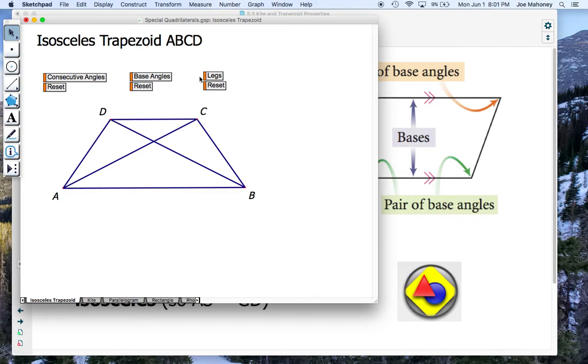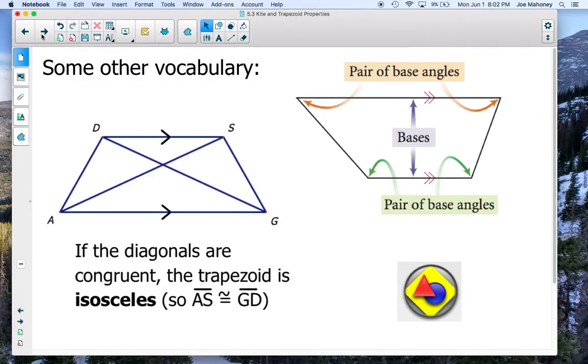And one last one, check out the legs. So the legs are sides AD and BC. Here's side AD, it goes over to side BC, and it's a perfect fit. So it looks like the legs of an isosceles trapezoid are congruent. So let's summarize that in some conjectures.